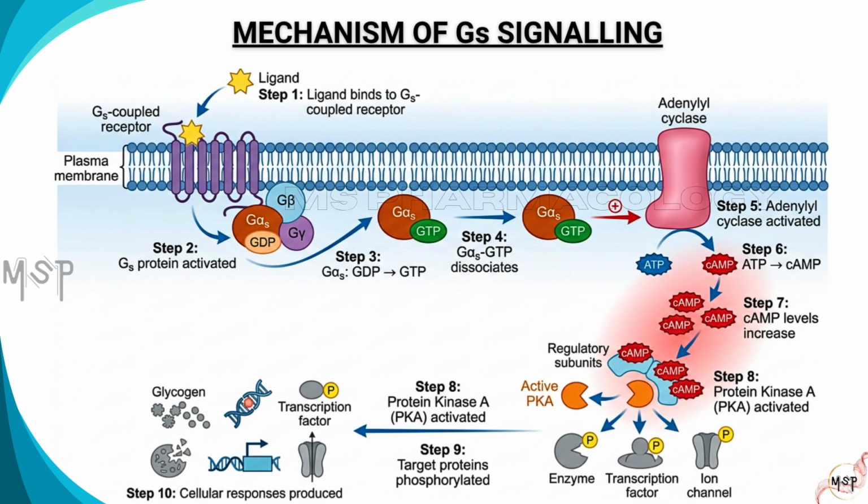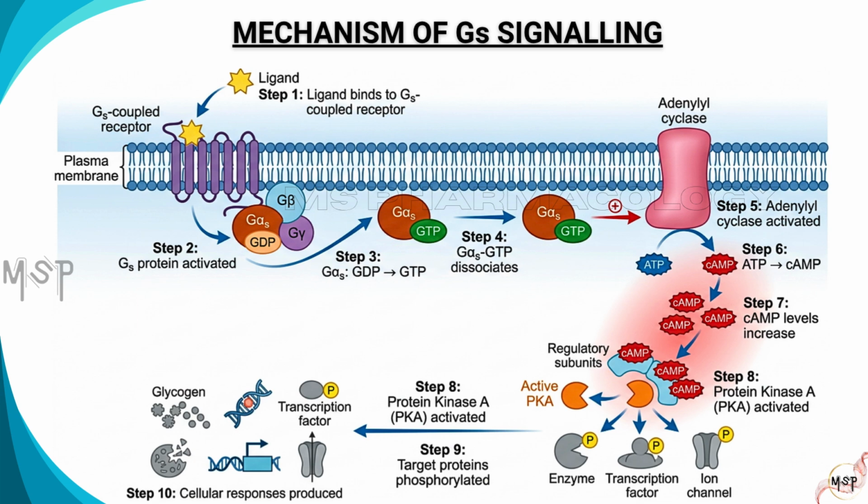The signaling process begins when a ligand binds to a GS-coupled receptor. Examples include the beta-1 adrenergic receptor, beta-2 adrenergic receptor, and glucagon receptor. Once activated, the receptor stimulates the GS protein. The G-alpha-S subunit exchanges GDP for GTP and becomes activated. The activated G-alpha-S GTP complex then binds directly to adenylyl cyclase and stimulates its enzymatic activity. Activated adenylyl cyclase rapidly converts ATP into cyclic AMP. This marks the beginning of a powerful intracellular signaling cascade.